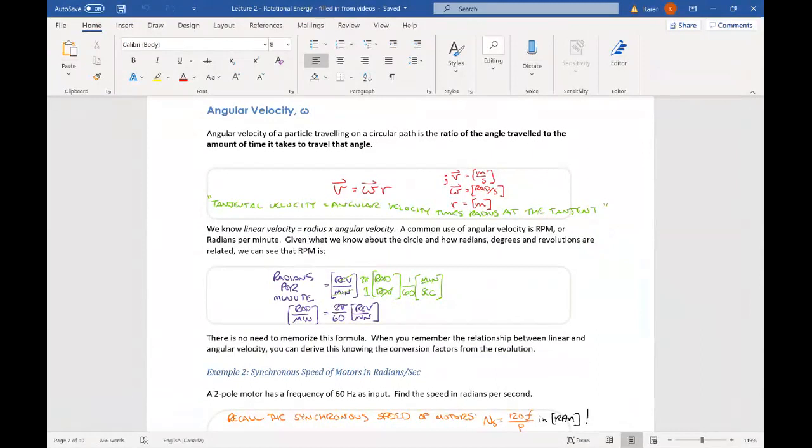So angular velocity omega is going to be much higher if you travel a larger angle, or you travel an angle in a smaller amount of time. So it is like velocity, but it happens in a circular manner.